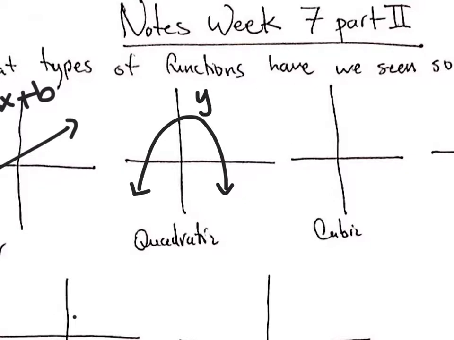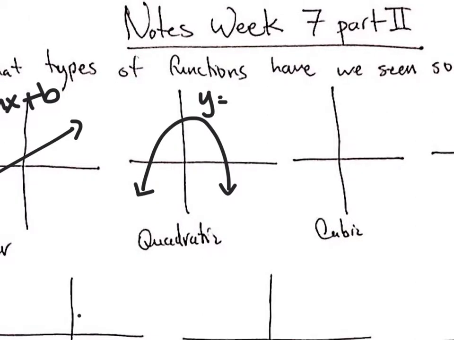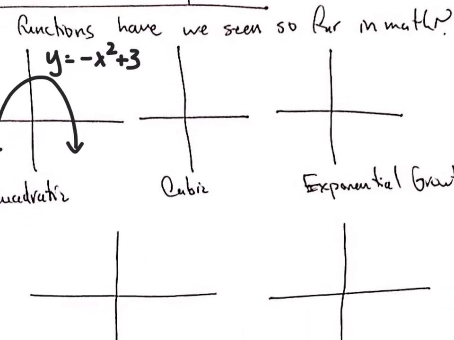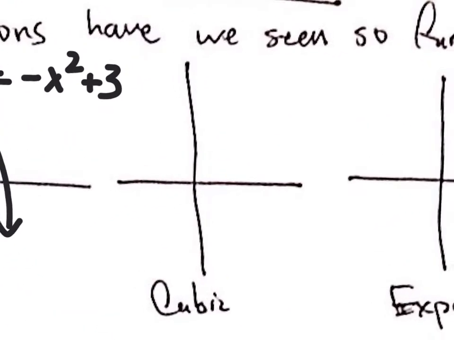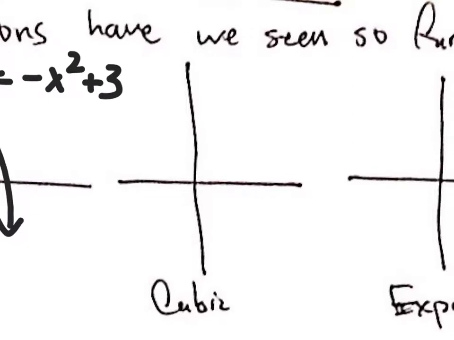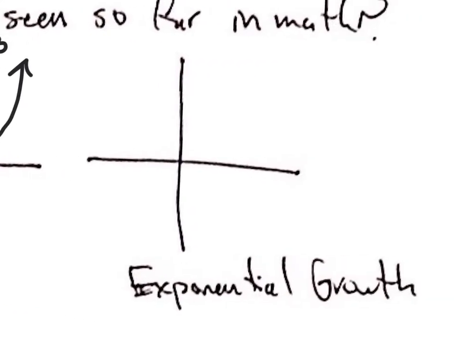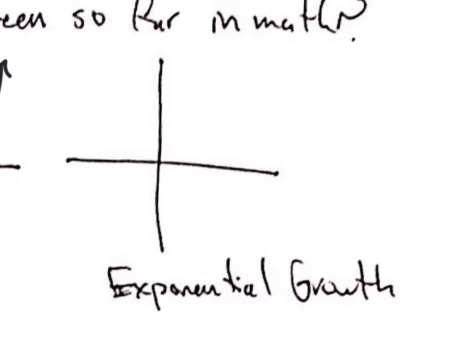But this would be something like y equals negative x squared, maybe plus 3, just as an example. A cubic function, so we have y equals x to the third, or x cubed, and it would look something like that. So this would be y equals x to the third, or cubed. That's cubic. And exponential growth is something that looks like that. And it gets really steep, really fast. Normally the typical point is 0, 1.